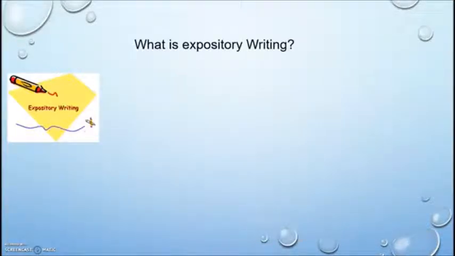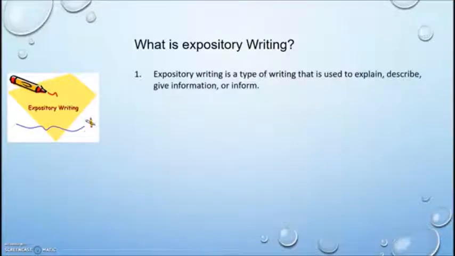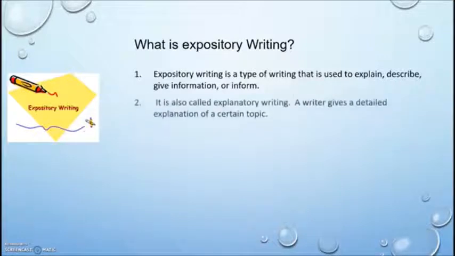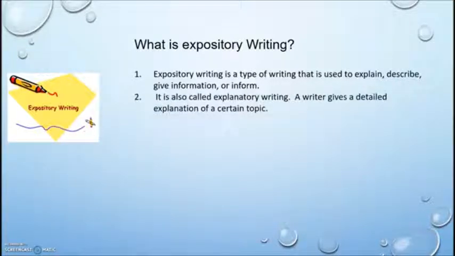Now we'll begin on expository writing. What is expository writing? Expository writing is a type of writing that is used to explain, describe, give information, or inform. It is also called explanatory writing because a writer gives a detailed explanation of a certain topic, and that's what we are going to focus on in this video, on the explanatory part.